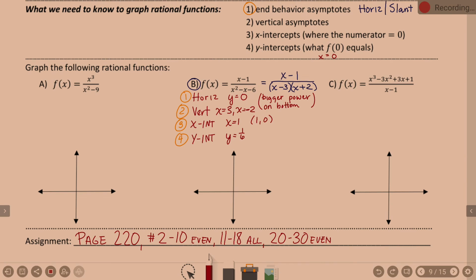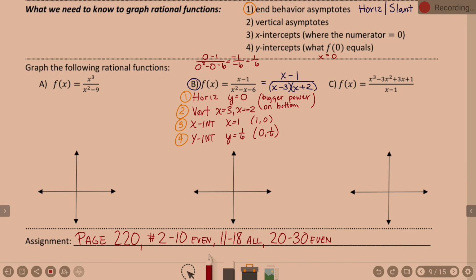0 minus 1 over 0 squared minus 0 minus 6. Negative 1 over negative 6, which is 1/6. Or you can think of it as the ordered pair 0, 1/6. Okay. Now, we have all the information. Let's put it on the graph.